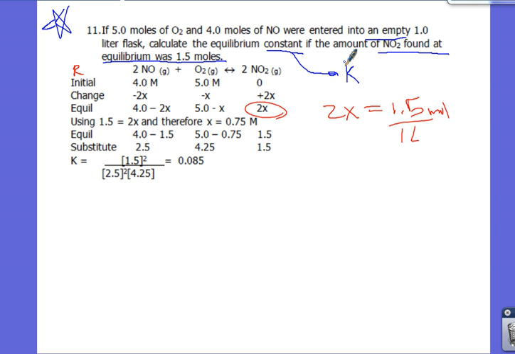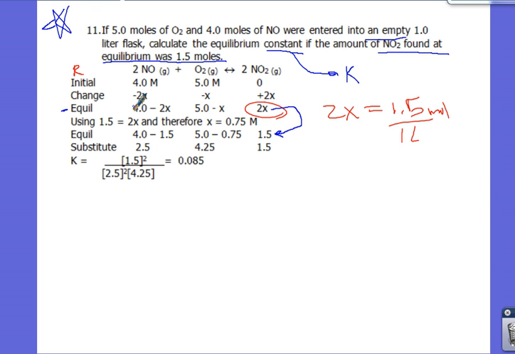Looking for K. If the amount of NO2 found at equilibrium was 1.5 moles, the equilibrium amount of NO2, which in my rice table is 2x, this is 1.5. 2x equals 1.5 molar. Therefore, x equals 0.75. You can plug that into other spots back into your rice tables.